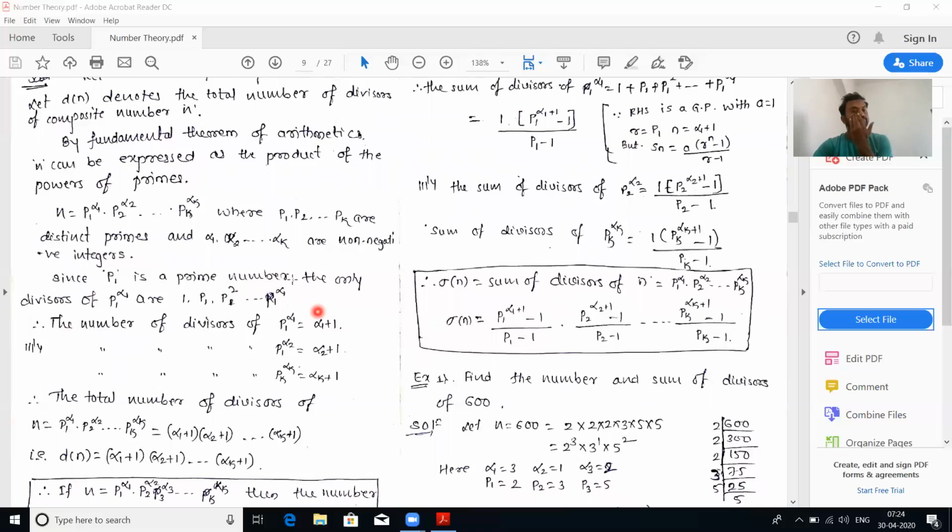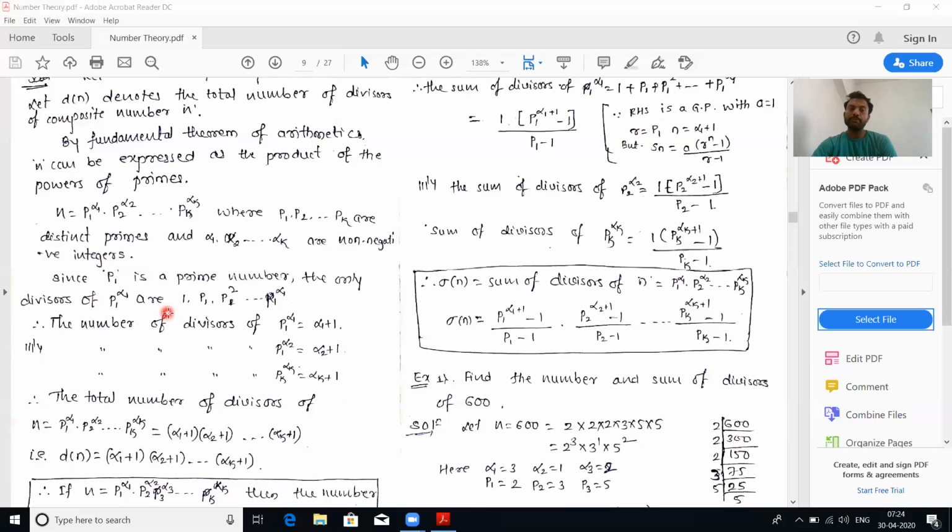See for example, if I take 2 as a prime number and consider 2 cube, then what are the divisors? 2 cube means it is 8. Divisors of 8 are 1, 2, 4 and 8. That is 1, p1 raised to 1 which is 2, 2 square which is 4, and 8, that is 2 cube. So like that, the only divisors of p1 raised to alpha 1 are 1, p1, p1 square, and so on up to p1 raised to alpha 1.